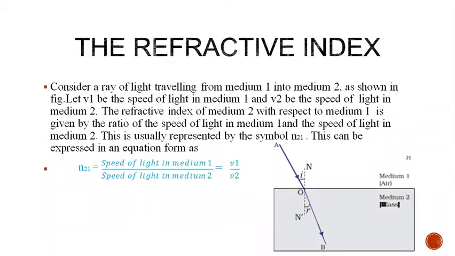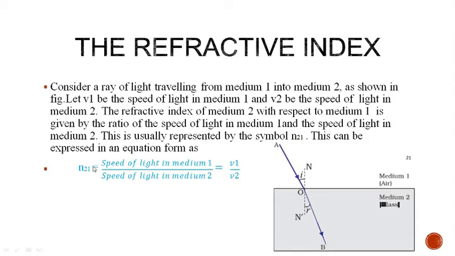For example, look at the diagram and consider these two media. This medium is air, medium number 1, and this medium is glass, medium number 2. Consider a ray of light traveling from medium 1, that is air, into medium 2, that is glass, as shown in the figure. Now imagine that v1 is the speed of light in medium 1, that is air, and v2 is the speed of light in medium 2. Then what will be the refractive index?